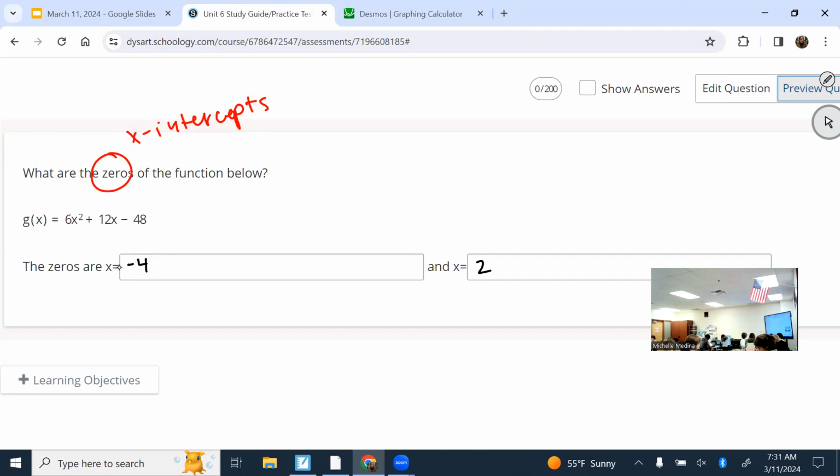Okay, so questions on that one? Questions on any others? From any study guide, optional, or constructed response. Yes. Yes. 9 on this one. All right.